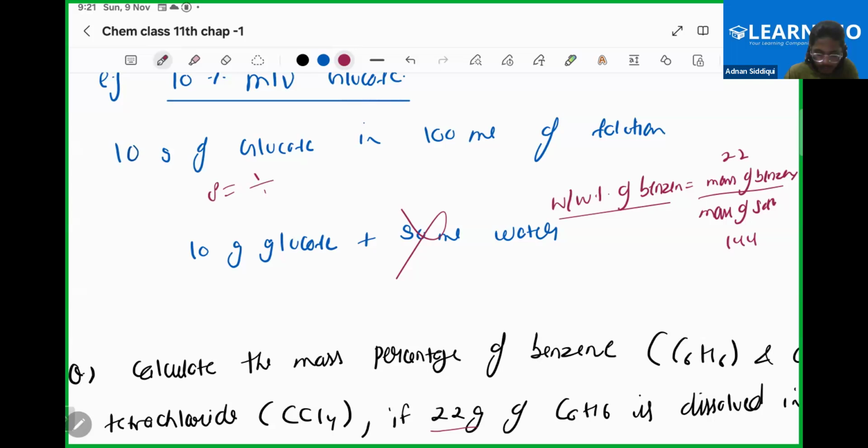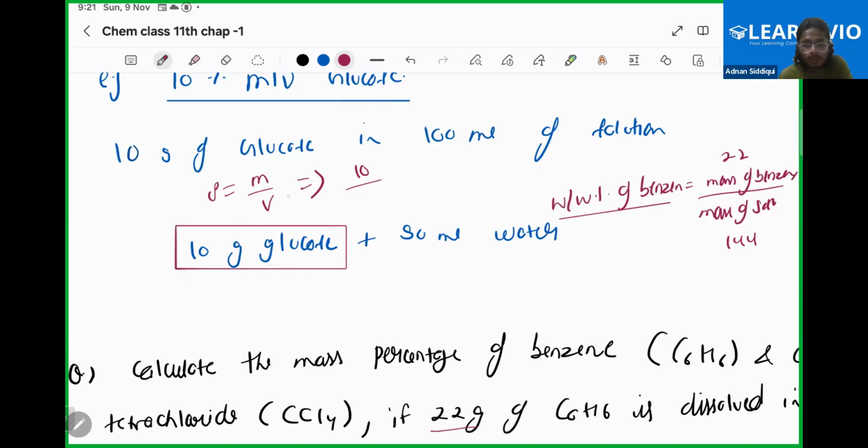Density is mass by volume. Mass is 10, and 90 is the volume. No, you are talking about glucose mass, so you have to take the glucose volume as well. This is water's volume. You cannot put 90 here. If you need to calculate the density of glucose, you should know the volume of glucose as well. Then you will be able to tell.